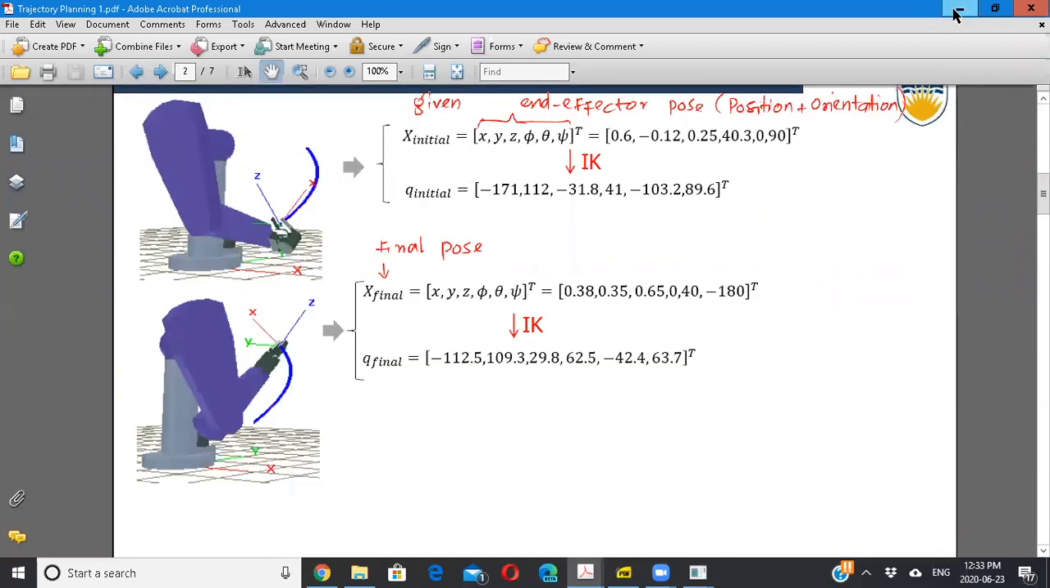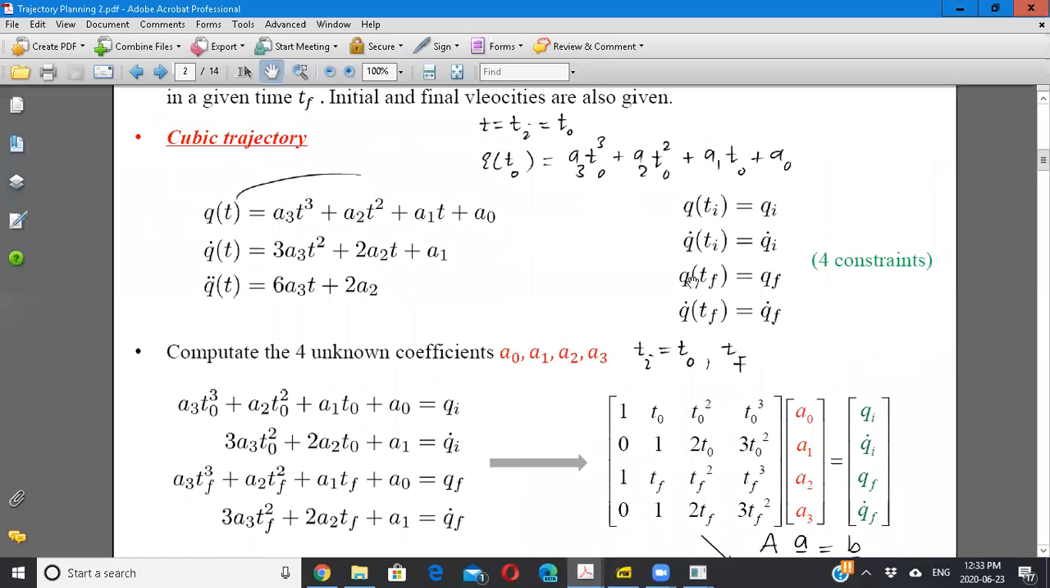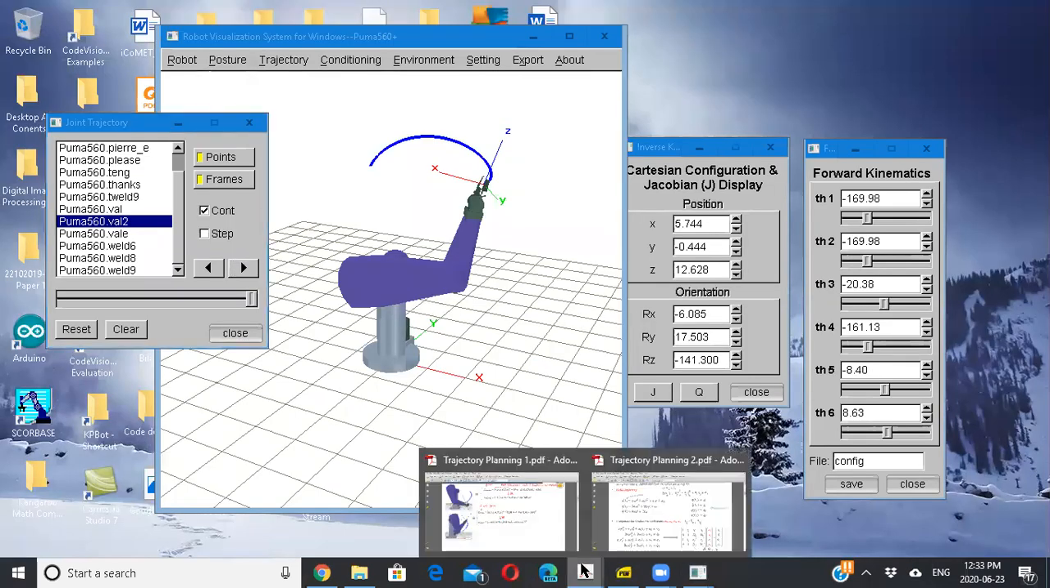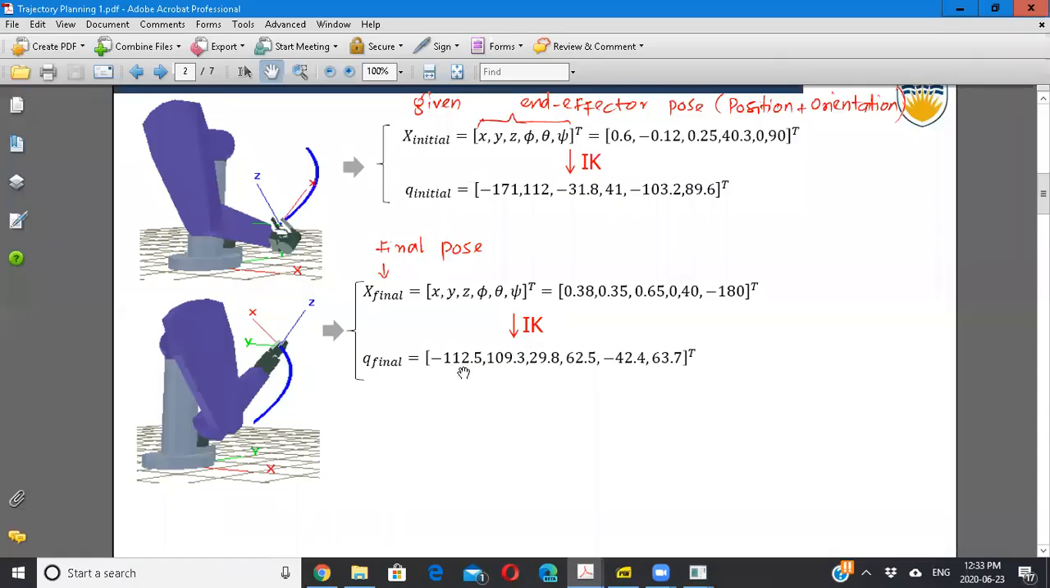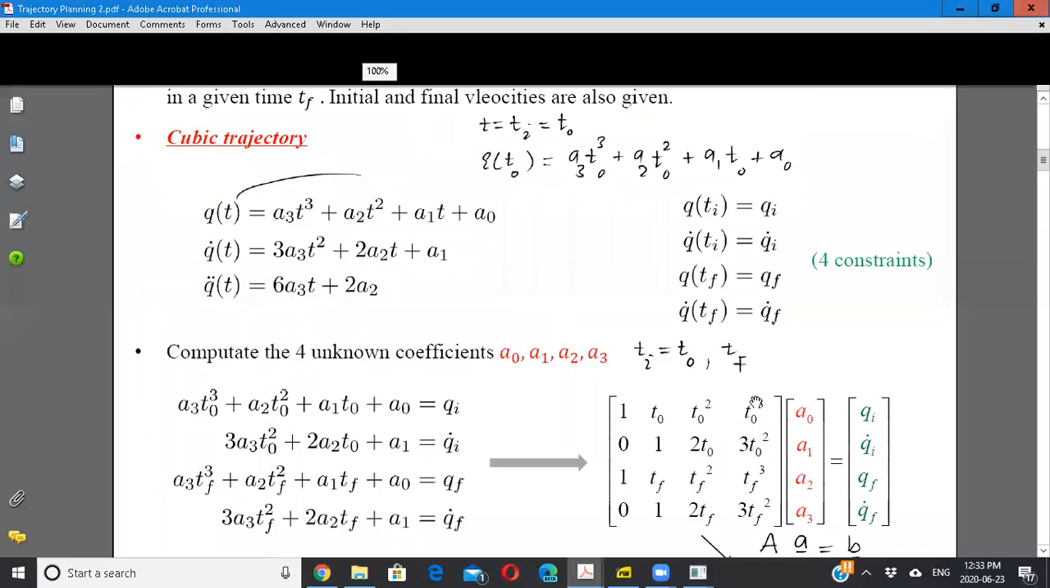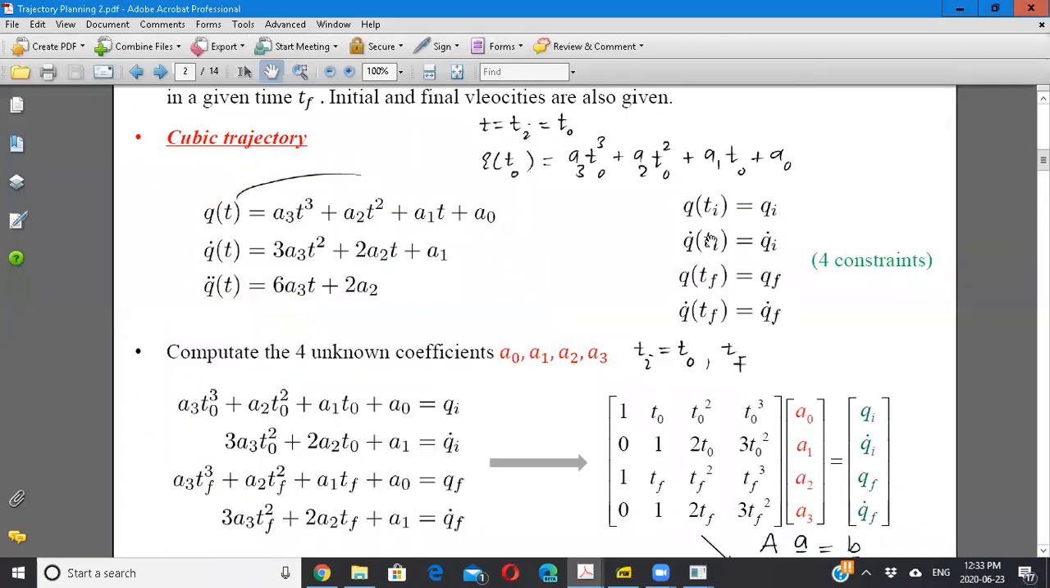Minus 171 degrees. And let's say at some final time, TF, we're given QF. And QF was given as minus 112.5 degrees. And let's say at TI, initial time, it could be 0. Let's say you're just starting from the beginning. The velocity was 0. We started from rest. We were not moving already.